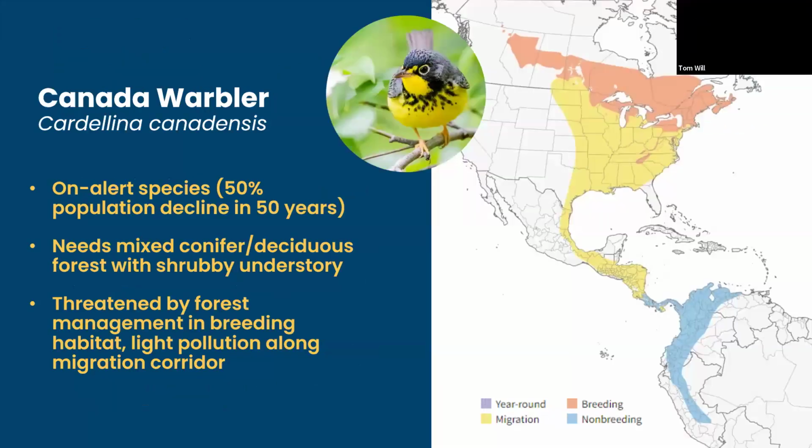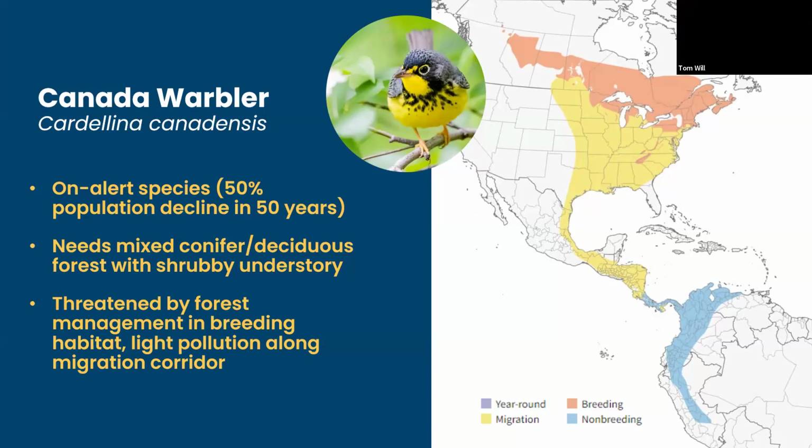So Canada Warbler, in keeping with our species here, is an on-alert species. I don't need to tell all of you what that means. They rely on mixed conifer and deciduous forest with a shrubby understory. So I'm sorry, Jill, I used the word threat. Sorry. They are challenged by forest management in their breeding range, which you can see in orange on this map, and light pollution along their migration corridor in yellow.